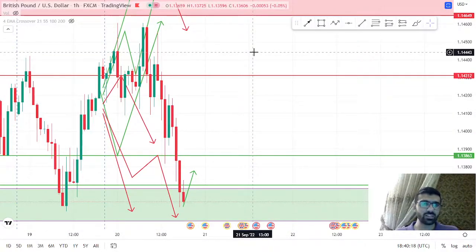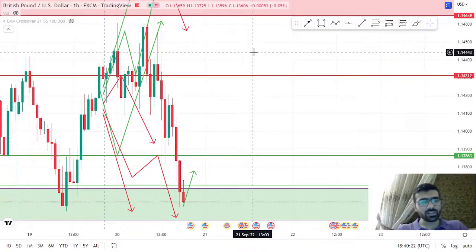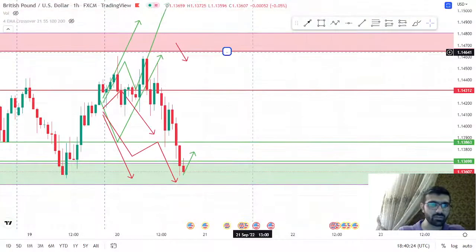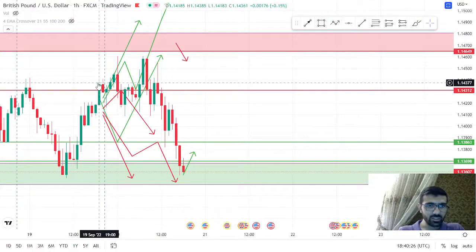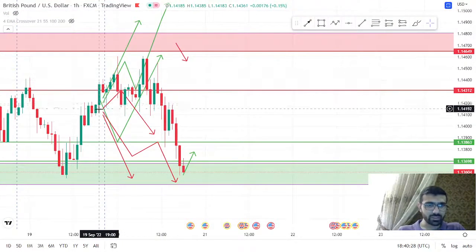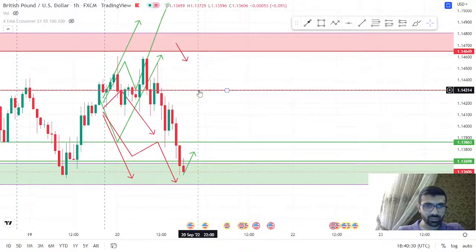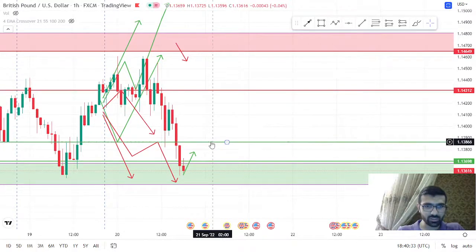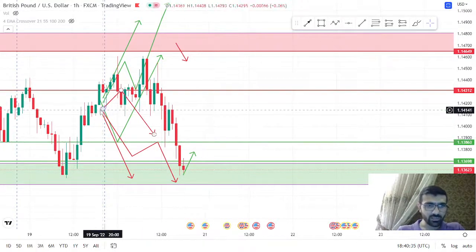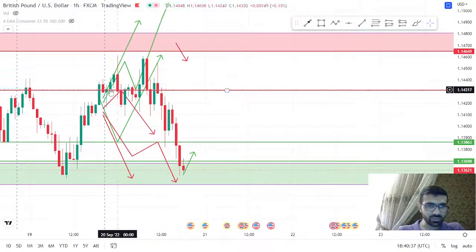First of all, let us have a look at the pound dollar analysis where we left off yesterday. As you guys can clearly see, when we were discussing this pair yesterday, we marked this short-term area of resistance and this short-term area of support. And what has happened is that our area of resistance was broken.